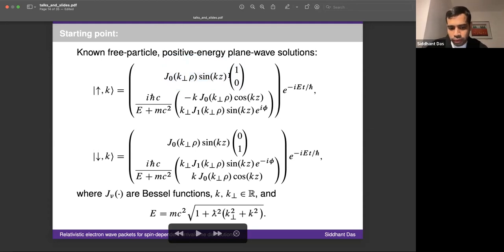I'm not sure if you're interested in the details, but I'll speed up a bit because I want to quickly get to backflow. Again, k perp and k are just real parameters, so they can be freely chosen as long as the E here is given by this square root formula, and then it will always satisfy the free Dirac equation.